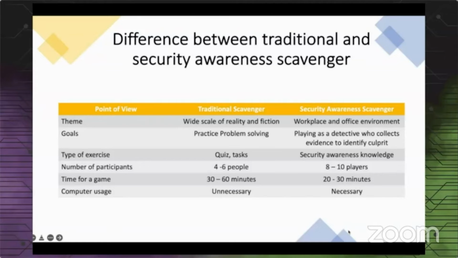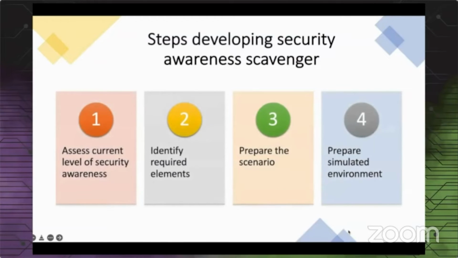And it's unnecessary to use computer devices because in this case it was a virtual scavenger hunt, but even if we're doing it as a physical security scavenger hunt, it requires some devices in order for them to crack some passwords or stuff like that. So what I have gained from creating this scavenger hunt, before talking about the benefits, let me talk to you first about the steps of developing the security awareness scavenger hunt.